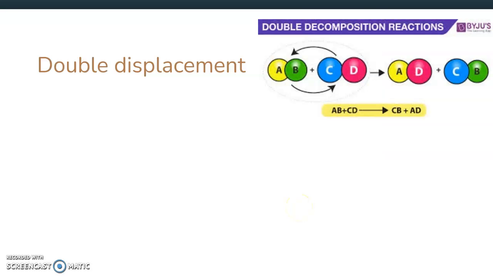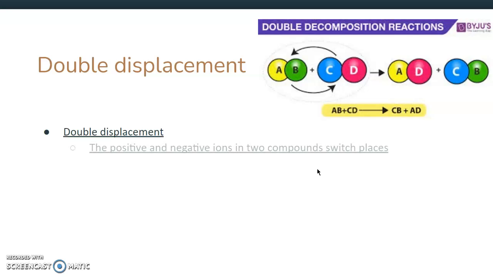And then our last one is a double displacement reaction. So we have the positive and negative ions in the two compounds switch places. For example, AB plus CD goes to AD plus BC, and we can see it up here in our bubbles too. Our B is switching places with our D. So our A and C are going to stay the same, while our B and D change.